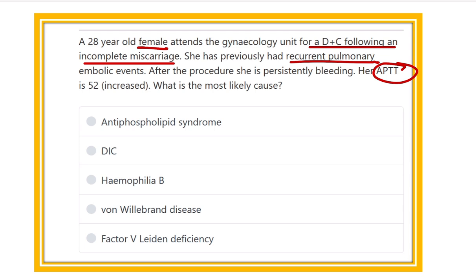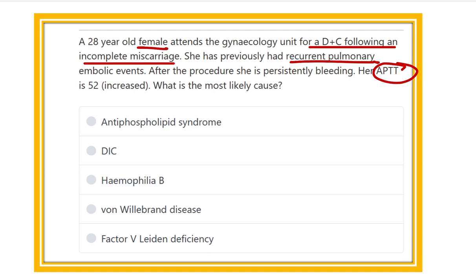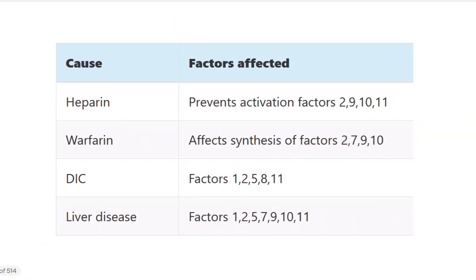What is the most likely cause? Here the options are antiphospholipid syndrome, DIC, hemophilia B, von Willebrand disease, and factor V Leiden deficiency. So what may be the cause? First of all, let's see the different types of drugs and conditions which affect the coagulation pathway.